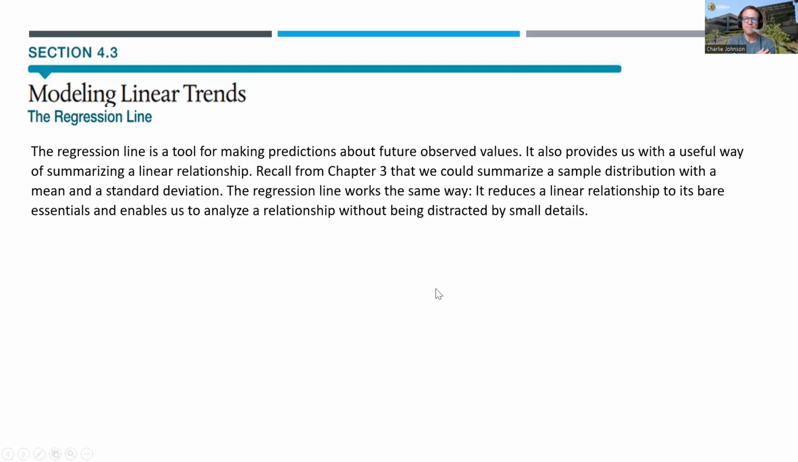The regression line is a tool for making predictions about future observed values. It also provides us with a useful way of summarizing linear relationships. Recall from chapter 3 that we could summarize a sample distribution with a mean and a standard deviation. The regression line works the same way. It reduces a linear relationship to its bare essentials and enables us to analyze a relationship without being distracted by small details.